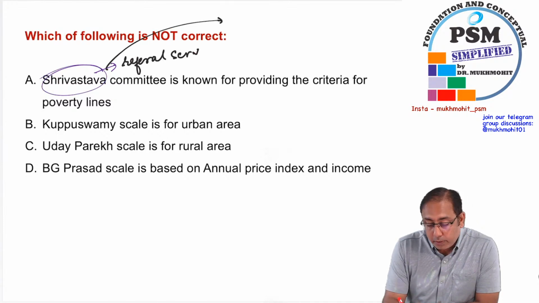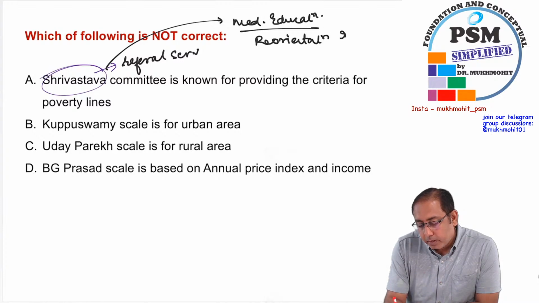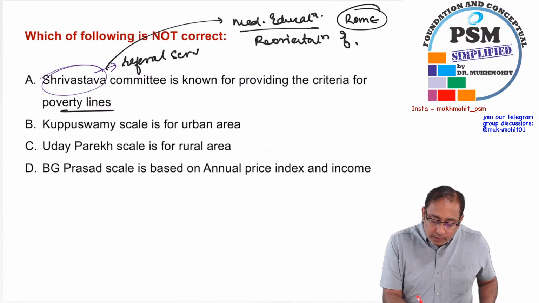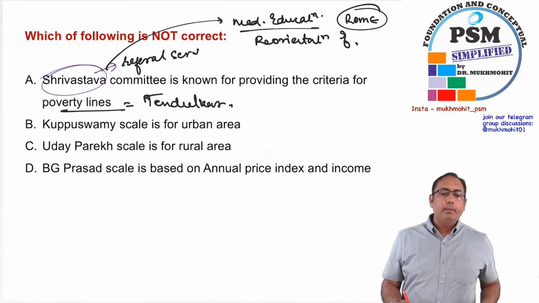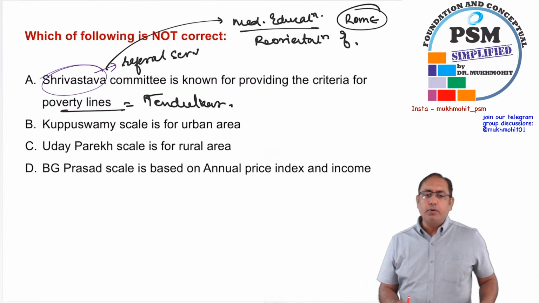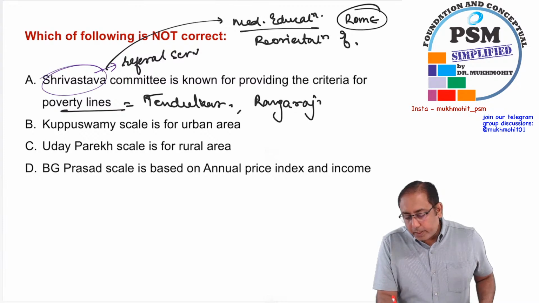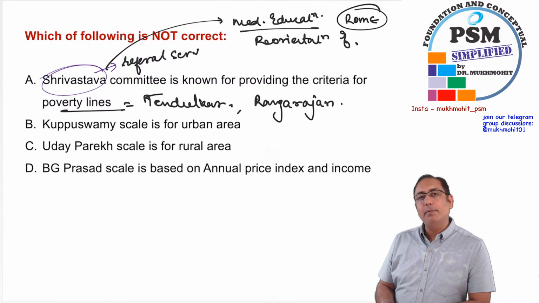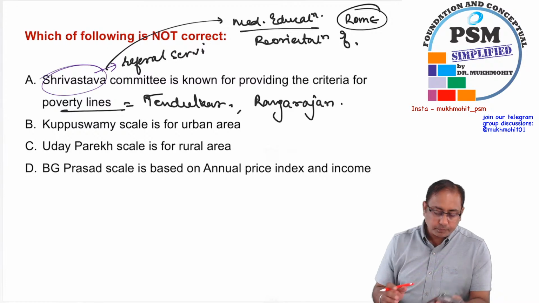Srivastava committee also worked on reorientation of medical education. It is called as ROME scheme. Beta, providing the criteria of poverty line, that was done by the Tendulkar committee. And then the different scales and how to talk about the poverty lines, it was also done by the Rangarajan committee. So the Rangarajan committee and the Tendulkar committee, they worked on the poverty line. Srivastava committee is for providing the referral services to the population, right?